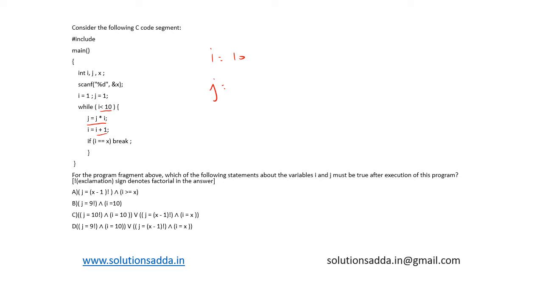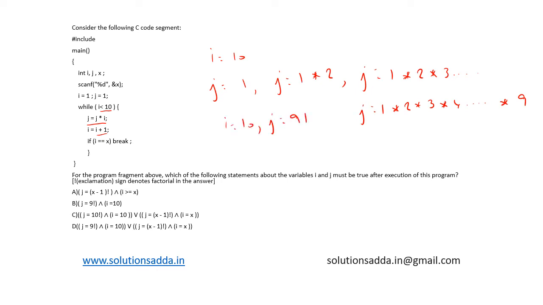Initially j will be 1, in the next iteration j will be equal to 1 times 2, and in the next iteration j will be equal to 1 times 2 times 3. Similarly, this goes on until j is equal to 1 times 2 times 3 times 4 and so on up to 9, because when i is equal to 10, the loop stops. So when i is equal to 10, j will be equal to 9 factorial.